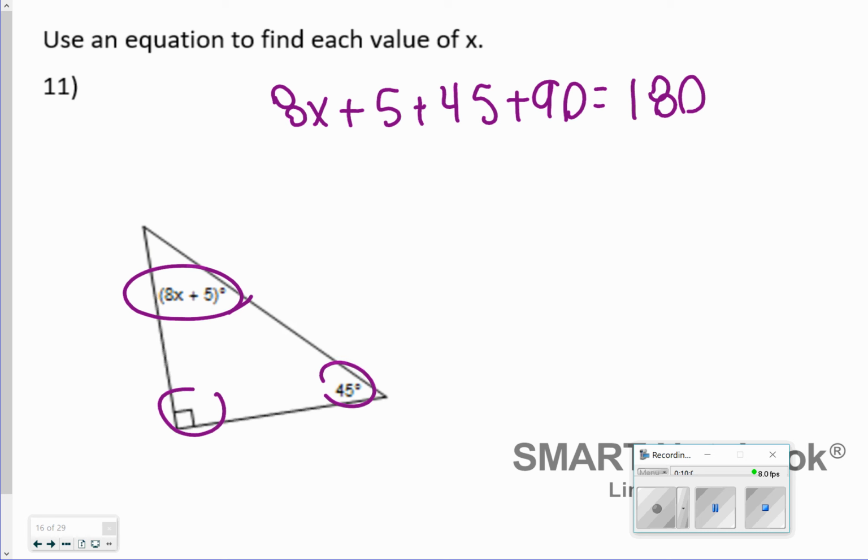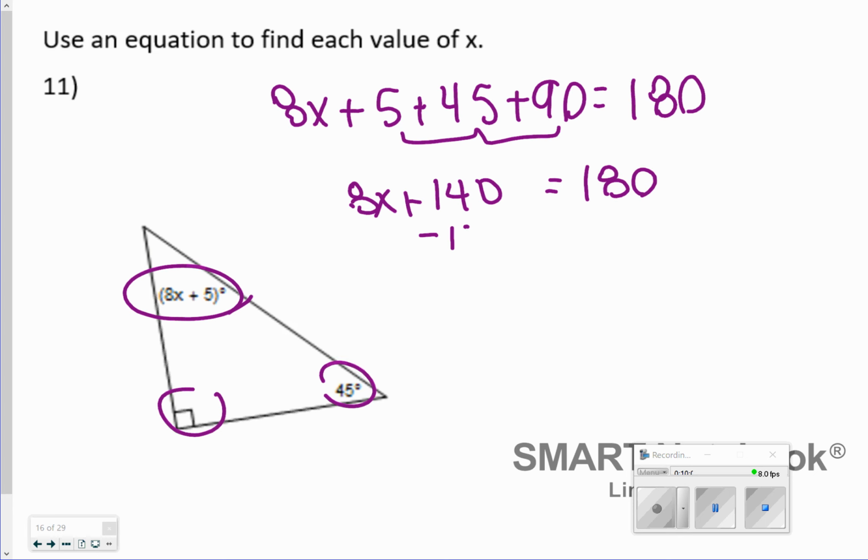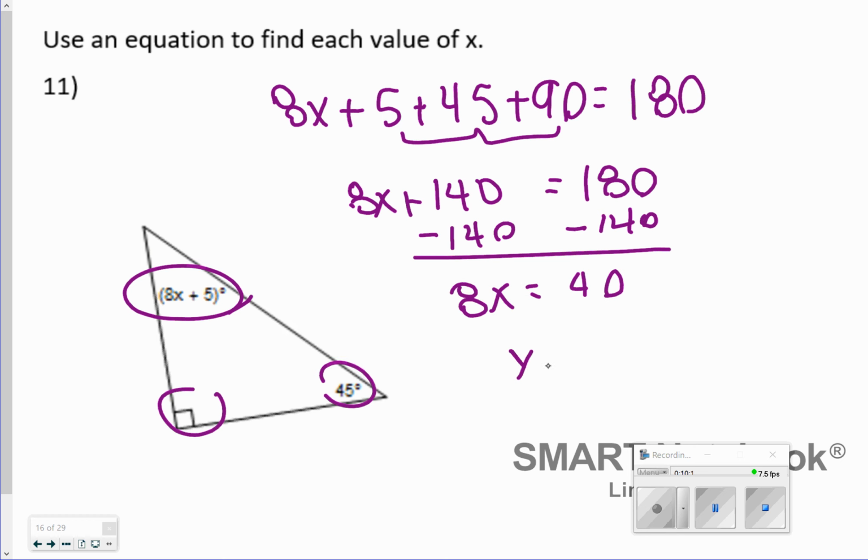5 plus 45 plus 90 is 140. So I have 8x plus 140 is equal to 180. And then I'm going to subtract 140 from both sides. I get 8x is equal to 40. So that means when I divide both sides by 8, x is equal to 5. And it does say just find x. I'm going to stop at x.